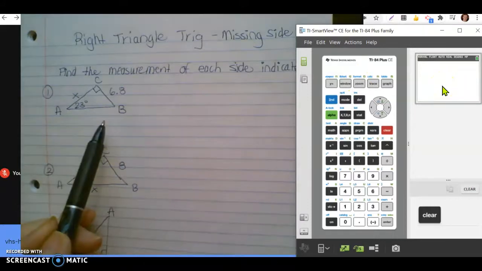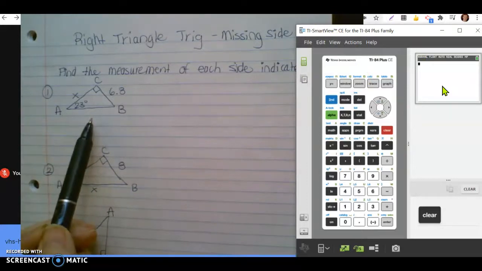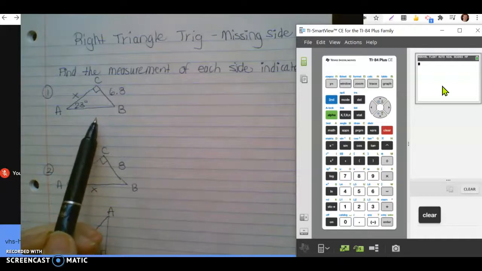All right, so looking at these problems, I would suggest you pause to write them down before we go through and solve each one so that you have it all written down. So take a second, pause, write down number one.